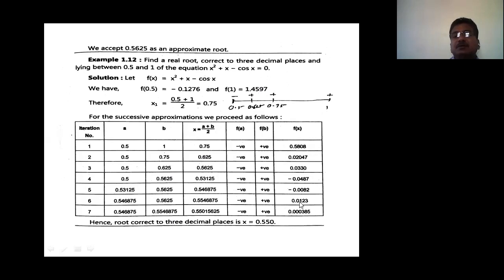If we observe the last two answers, the value of x, here is 0.55 and here is 0.550. If we subtract these two answers, then we have the answer 0.0 something. And therefore this answer is correct up to 2 decimal places, because we have the answer 0.0 something. And we write the last sentence that the approximate root of the given equation is 0.5501. Okay.